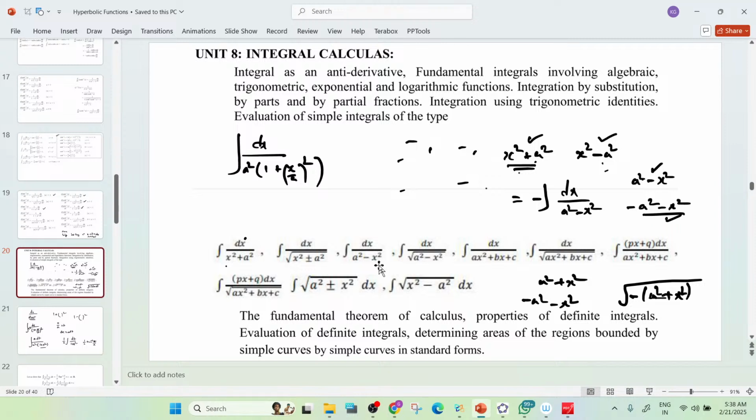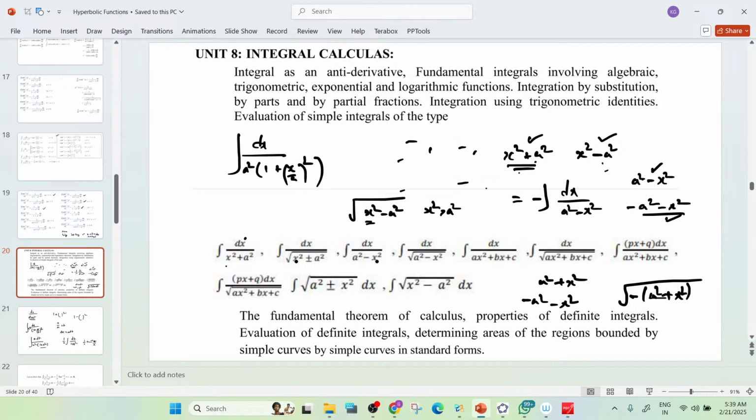Now let us be a little careful here. In this case, x can be anything, right? X square plus a square can be anything, so x can be anything. In the case of square root of x square minus a square, we have to ensure that x square should be greater than a square. Because that is in the denominator, it should be strictly greater, not just greater than or equal to, right?